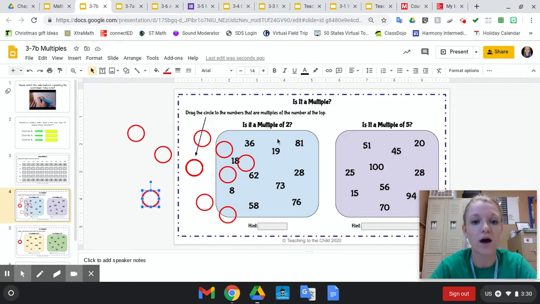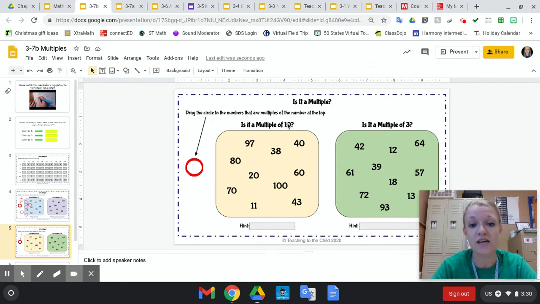So multiples of 2 go into even numbers. Multiples of 5 go into numbers that have a 5 in the ones place or a 0 in the ones place. Multiples of 10 have a 0 on the end, so a 0 in the ones place.